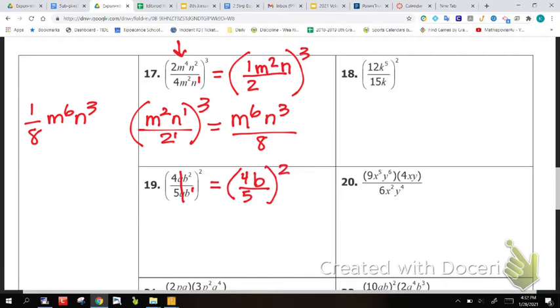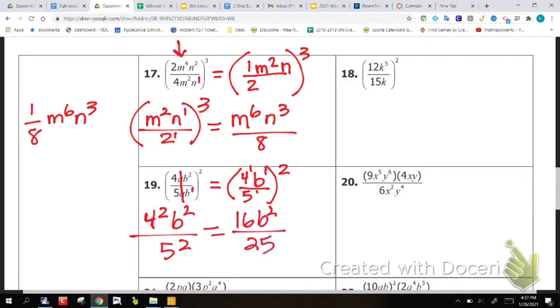Now we need to use the power rule. Everything inside there has an exponent. Everything needs to be taken to the 2nd power. So you're going to take 2 times all those exponents. You're going to have 4 squared, b squared, and 5 squared. So 4 squared is 16, 5 squared is 25. You could also have that 16/25 on the outside. You can write it either way.